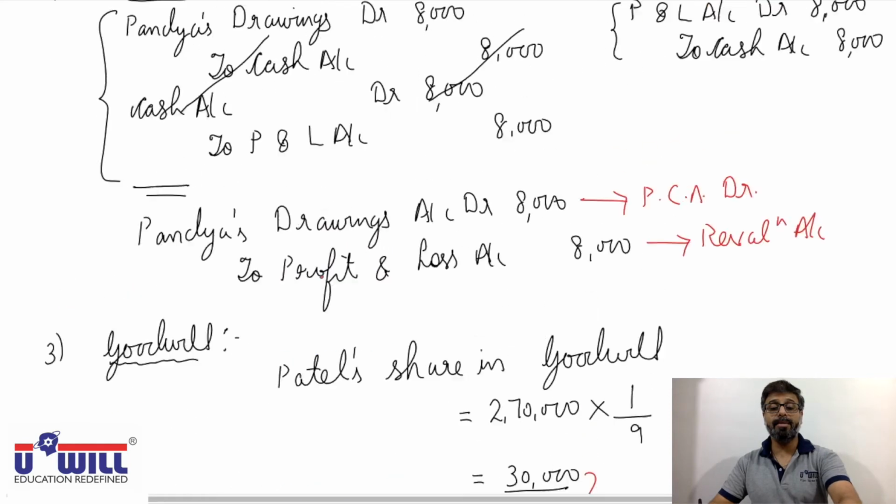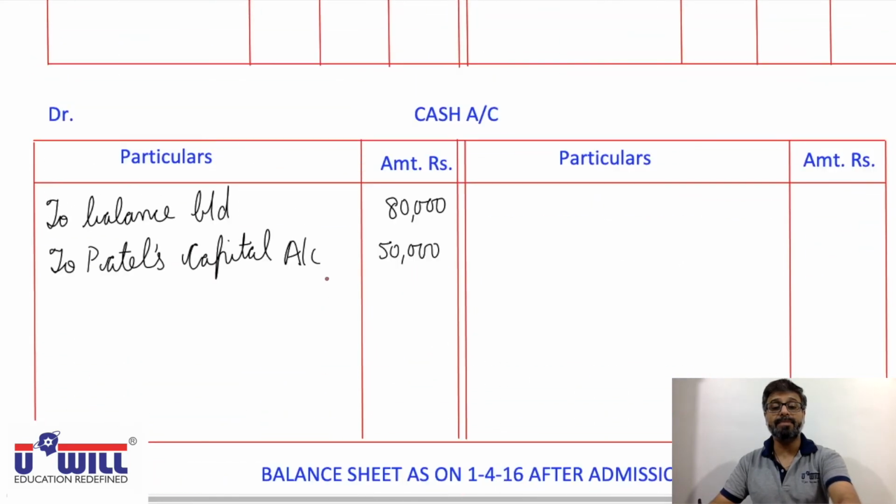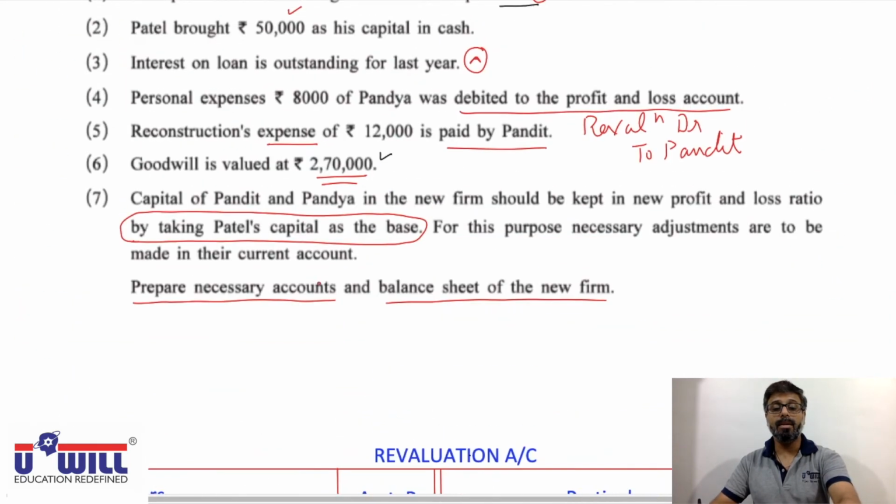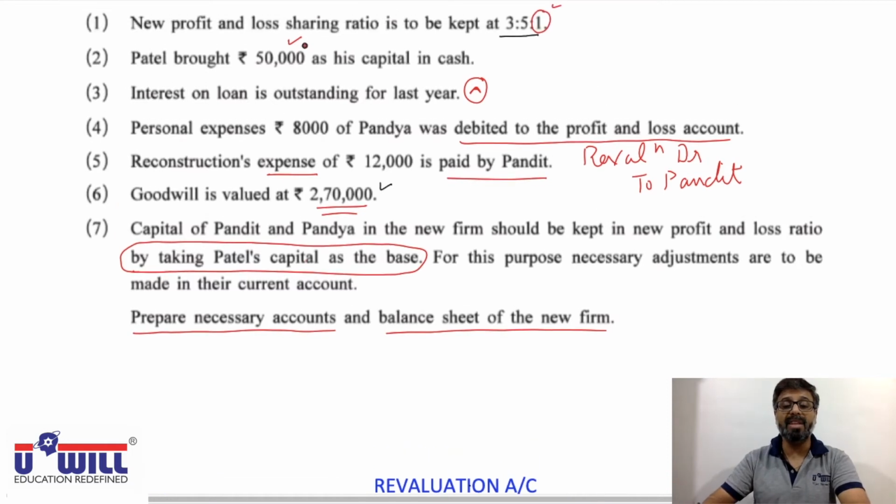I repeat it again. Look at adjustment 7. Capital of old partners Pandit and Pandya in the new firm should be kept in new profit and loss ratio, but by taking Patel's capital as base. What is Patel's capital? 50,000. This is to be taken as base. So we cannot change his capital, because if his capital changes, the entire base will change, everyone's amount will change. We have to keep his capital intact at 50,000 only.